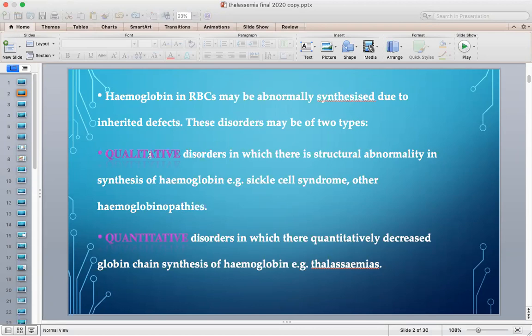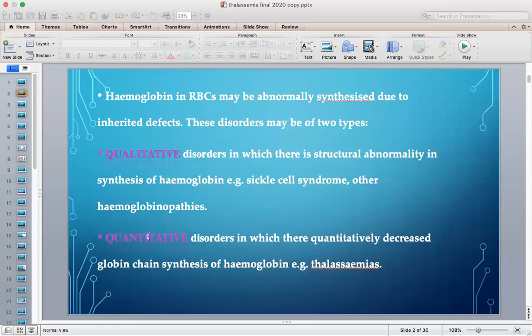This defect is either a qualitative defect, I mean there is an abnormal form of the hemoglobin resulting in a structural abnormality of the hemoglobin, such as hemoglobin S اللي يسوي sickle cell. The S hemoglobin is not normally present in the hemoglobin of the adult, but when there is a structural defect, we call it qualitative defect, it will result in this abnormal hemoglobin.